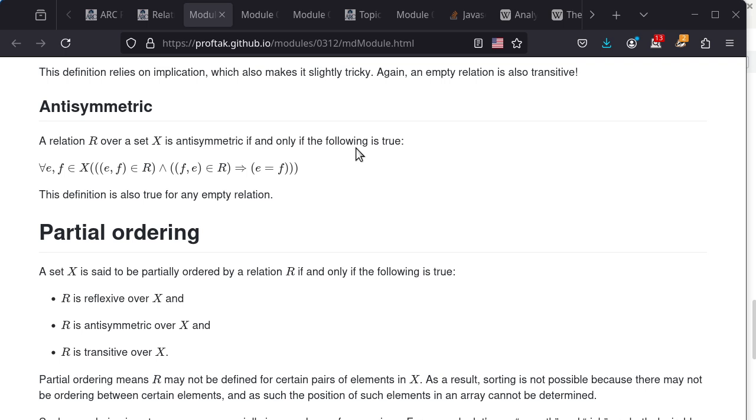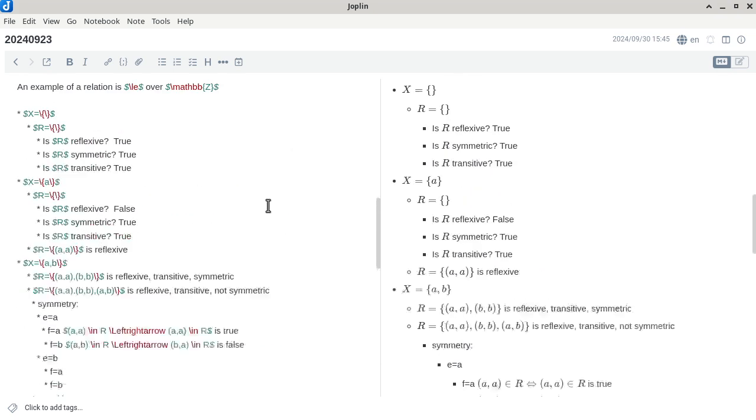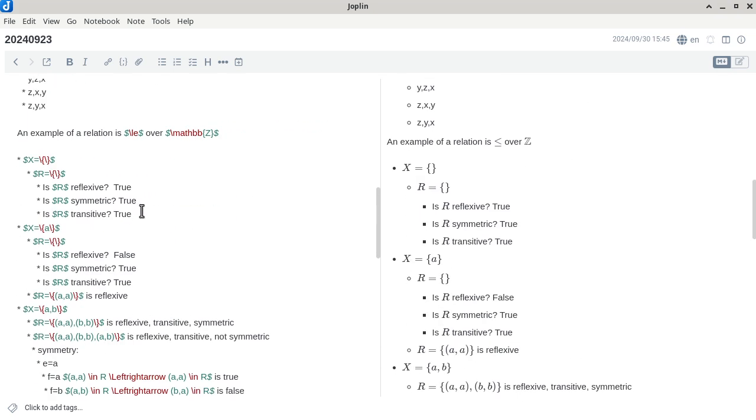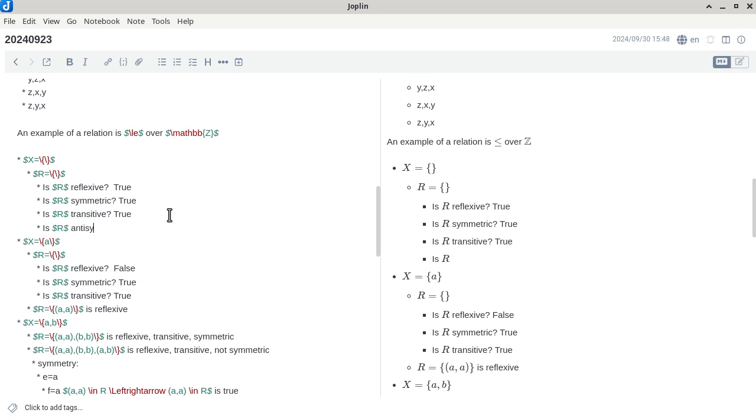Let's go to Joplin, and then we'll go all the way back to the first one, which is this one here. X is empty, R is also empty. The question is, is this R anti-symmetric? Well, it is, because there's nothing to evaluate. If a universally quantified expression has nothing to evaluate, it is automatically true. So that's an easy one.